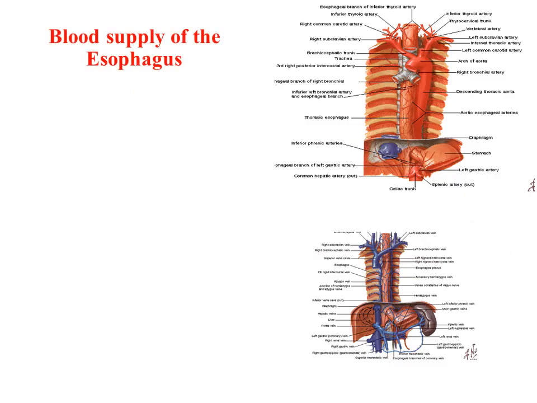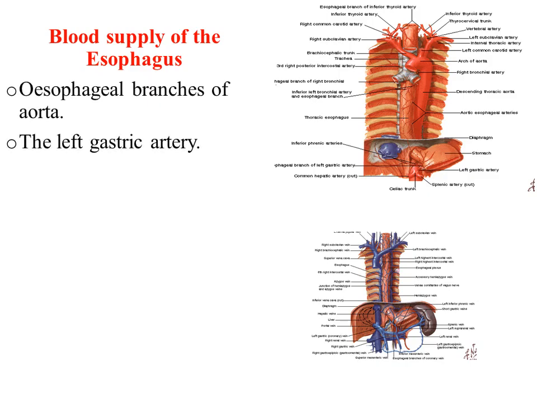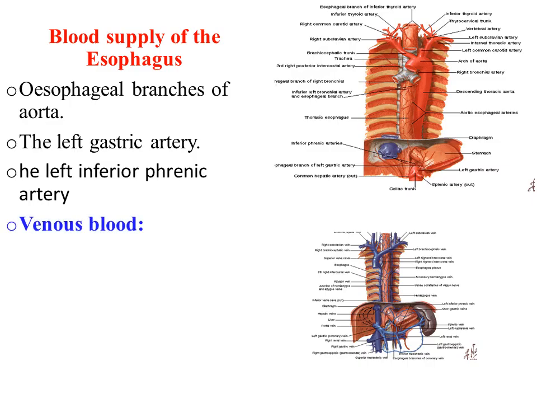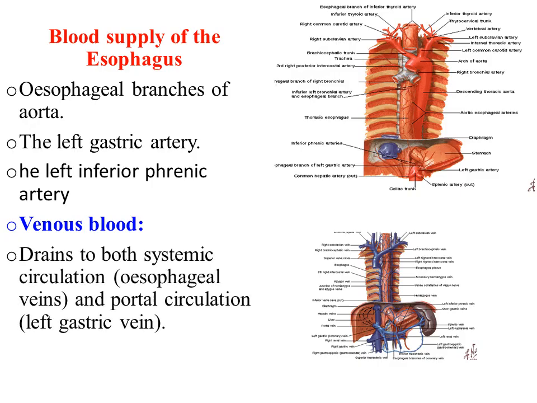Blood supply of the esophagus. The esophagus has blood supply from branches of the thoracic aorta, and also some branches from the left gastric artery, a branch of the celiac trunk, and also some branches from the left inferior phrenic artery. Venous drainage: the esophagus drains to the systemic and portal systems. It drains to the systemic circulation by the esophageal veins, and to the portal circulation by the left gastric vein.